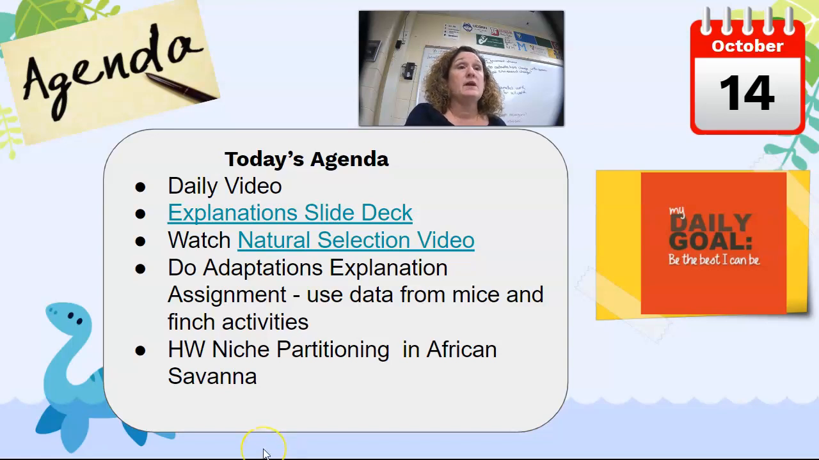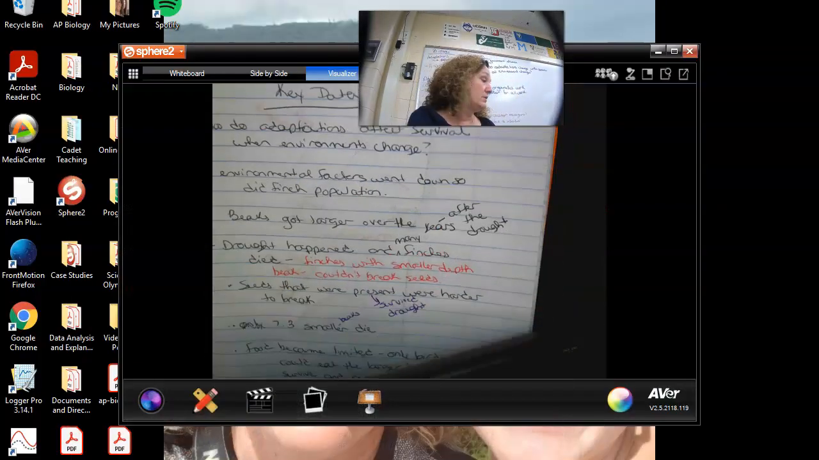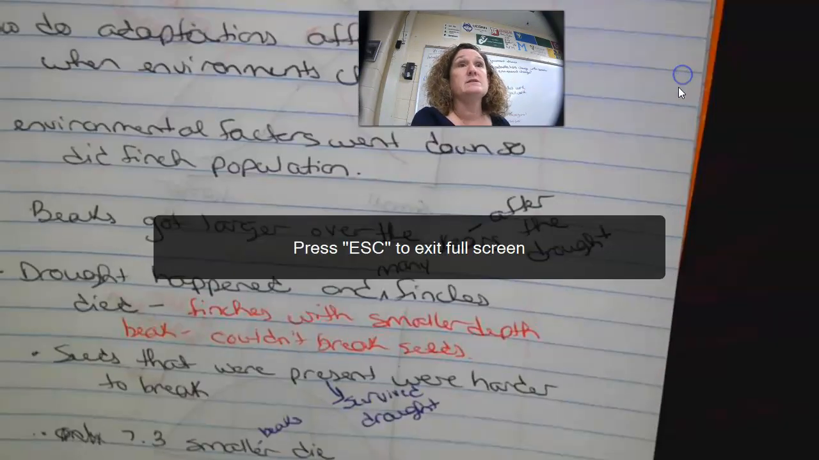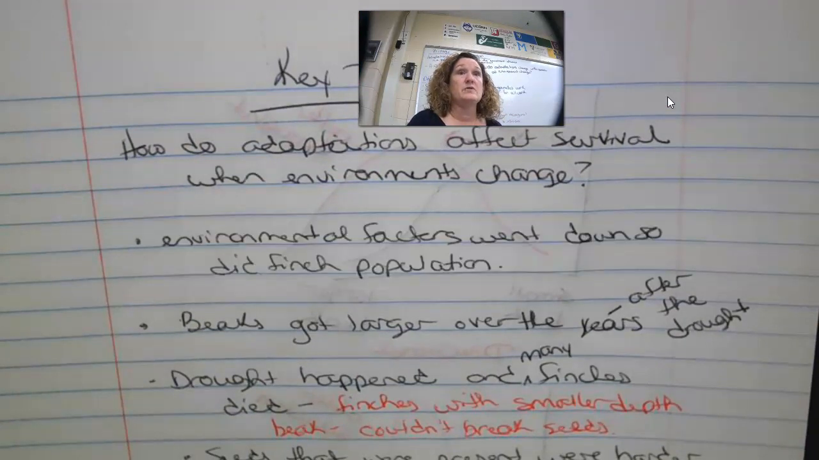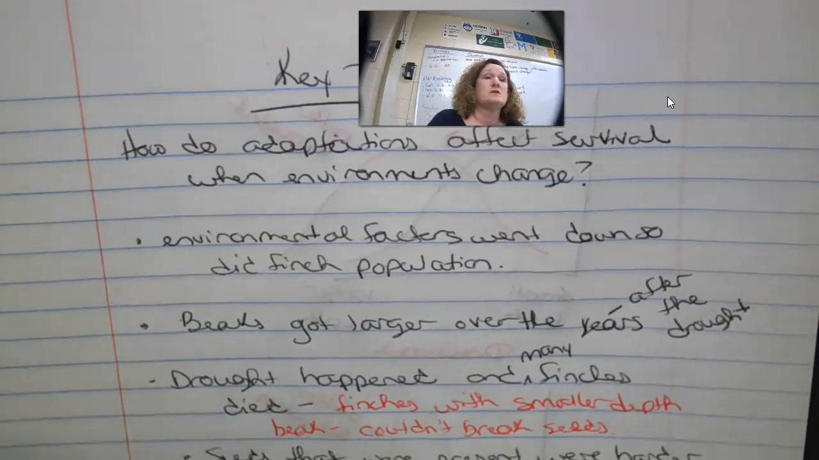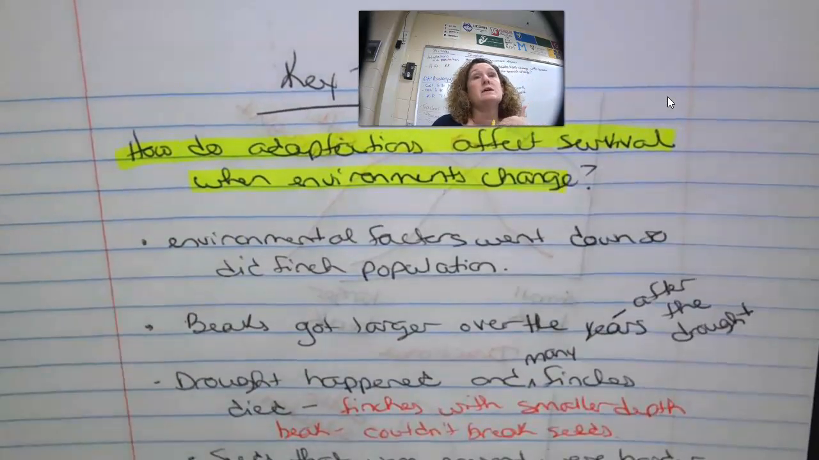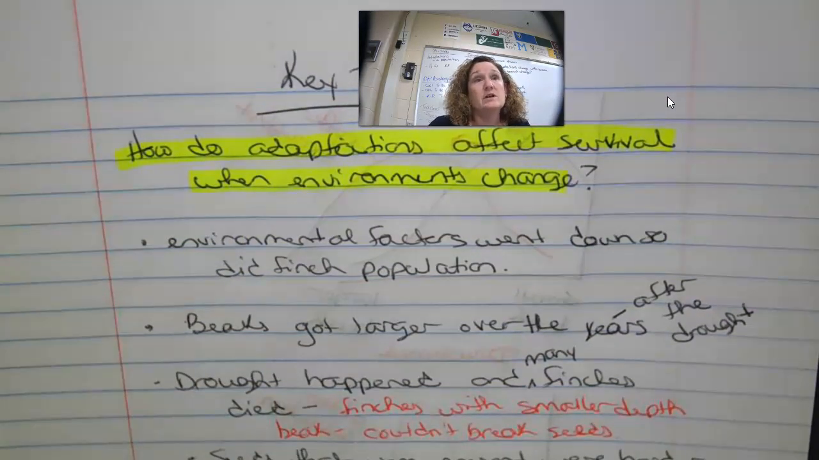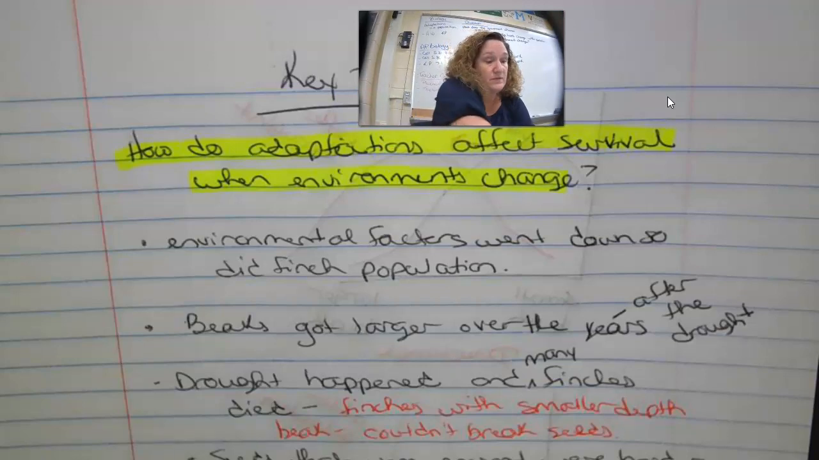So I'm going to give you a quick update and review what we looked at yesterday, and then we'll talk a little bit about these explanations. When we were in class yesterday, we looked at some key data with our adaptations and how they're affecting survival. These are some summary notes that we took where we were answering this question. We've been working on this with both our mice and our finches. The summary data here deals more with the finch data, looking at how the finches have worked together.